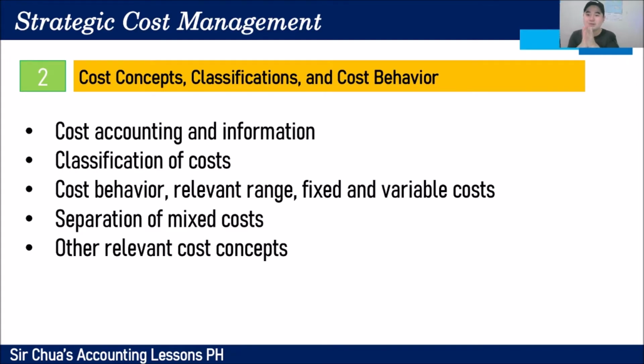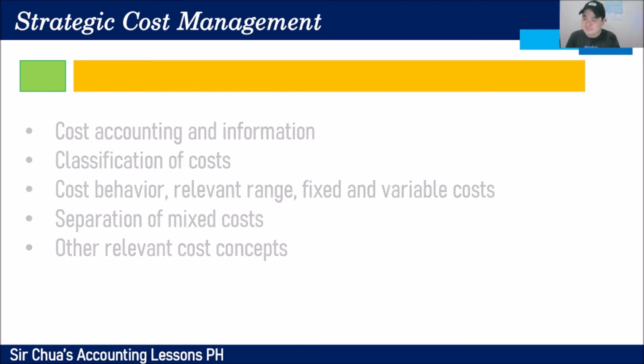However, our attack in this subject is how you will be using it in decision making, or how you will analyze it further. Okay, so this is level 2 of your cost accounting. That's why the prerequisite for this subject is your cost accounting, because you cannot step here without completing your cost accounting subject. Okay, so that's pretty much how it looks like.